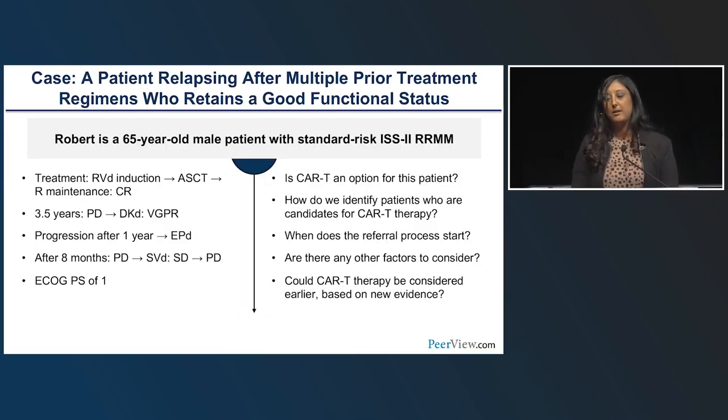Robert is a 65-year-old man, has standard risk ISS stage 2 relapsed refractory multiple myeloma, initially had RVD induction, transplant, LEN maintenance, had a CR. 3.5 years did well, but then progressed, and so was put on dara-carfilzomib dex and got a VGPR. Did well, but after a year, progressed again, and now was put on elotuzumab, pomalidomide dex, and then 8 months later, progressed again, and now had selinexor, bortezomib dex, had stable disease, and eventually progressed. ECOG is still great, performance status of 1, but now obviously, penta-exposed and multi-refractory patient here.